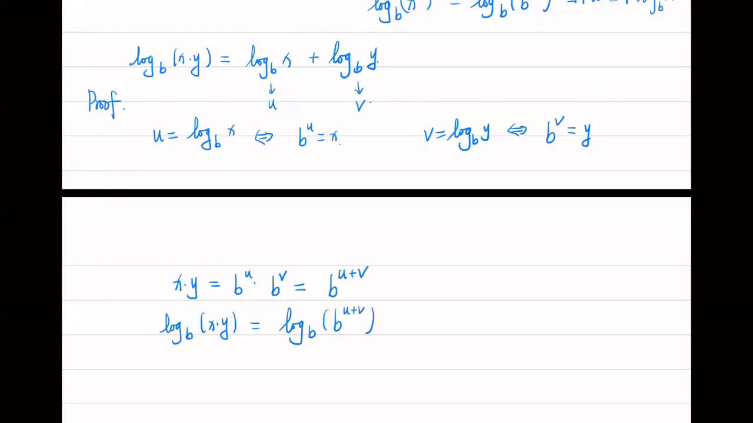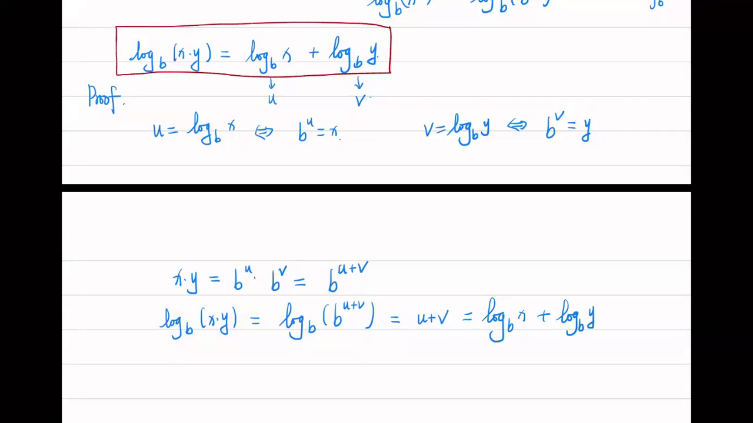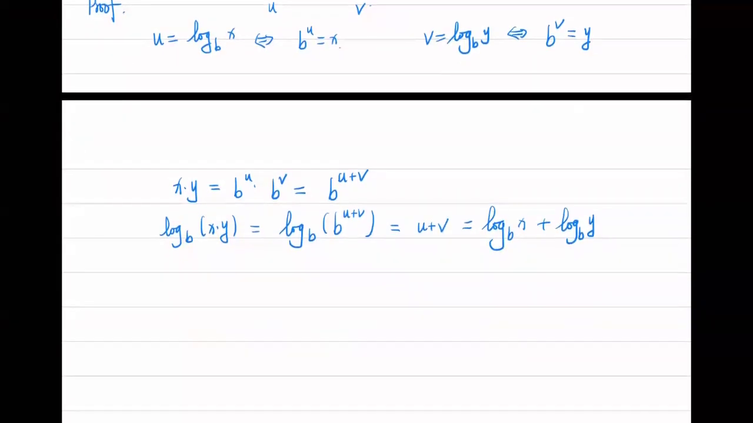Okay, we have proved this before. It is u plus v. And then we substitute back to u and v. Okay, so you know the formula and you know how to verify it.